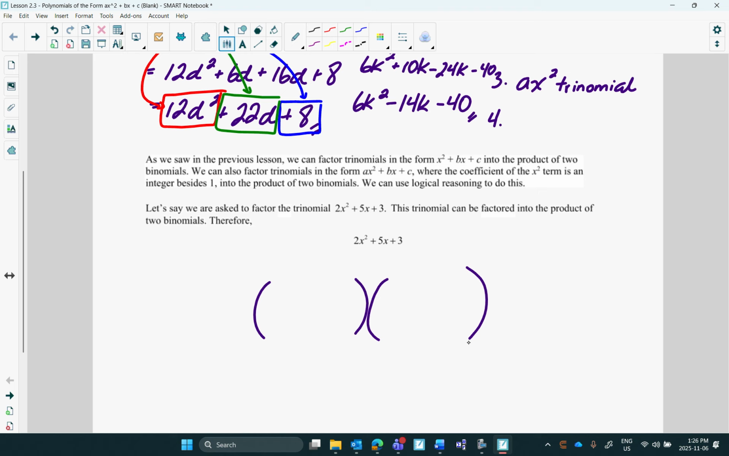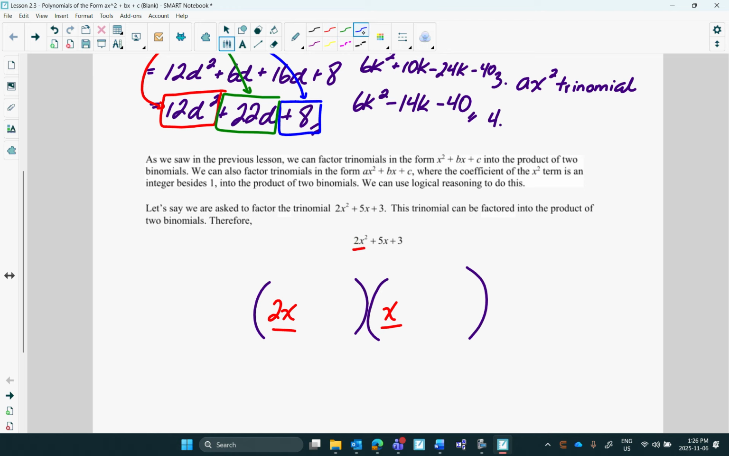Now remember what I said up here. These two right here are always going to multiply to this one. What pair multiplies to 2x squared? What times what? Not just 2 and 1, but 2x and 1x, right? 2x times x. I'm going to put that in for the time being as part of my answer.